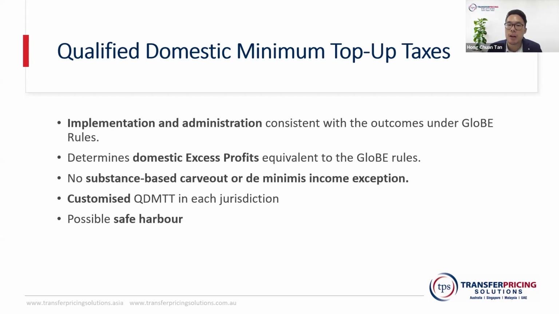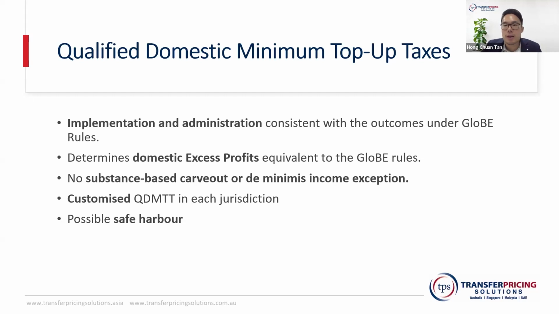Now, a QDMTT, on the other hand, must, in principle, impose the entire amount of jurisdictional top-up tax in respect of the domestic law tax entities. So 100% of the top-up tax will be paid to the domestic government, irrespective of ownership interest. However, upon implementation, jurisdictions may also decide to apply the QDMTT only to MNE groups of which the entities are 100% owned by the UPE, right? So that is one of the observations I've made when we have the QDMTT element in it.